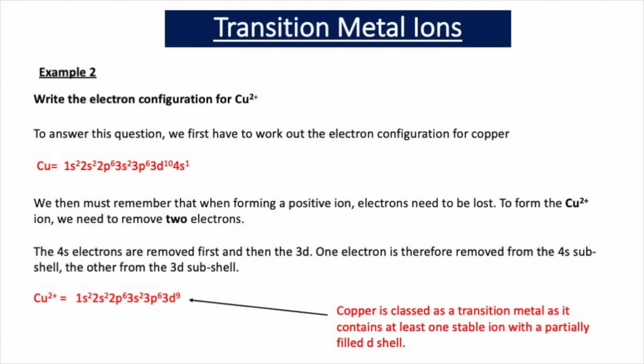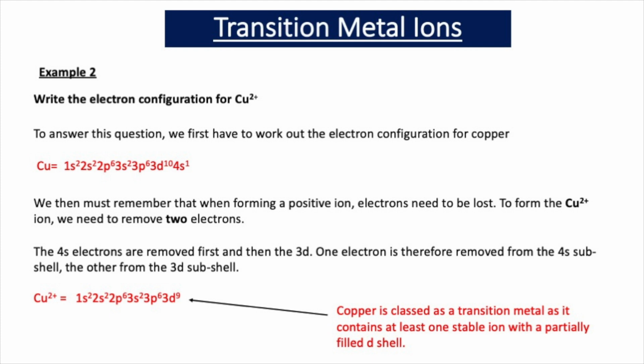Now in this second example, we're asked to write the electron configuration for Cu2+. So to answer this question, we first have to work out the electron configuration for copper. So copper is 1s2, 2s2, 2p6, 3s2, 3p6, 4s1, 3d10. Now remember, copper is irregular in terms of its electron arrangement because it uses one of its 4s electrons to take the opportunity to have a full D shell, which has extra stability.